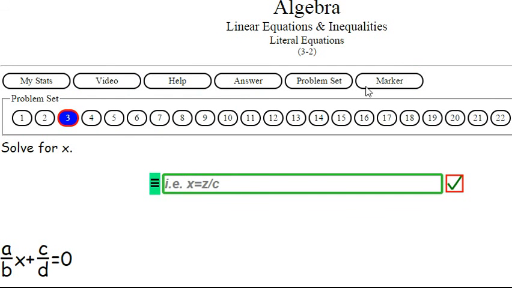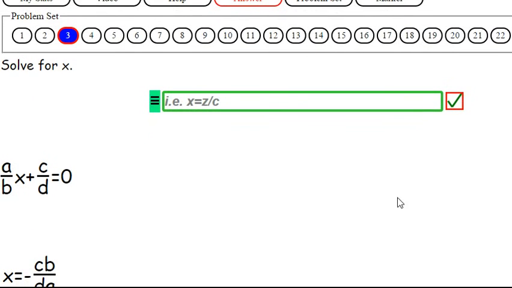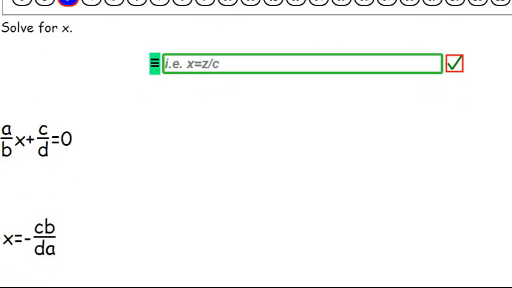We'll go back. Let's click that. What was that again? Negative c times b over d times a. Okay, now up here, obviously you've got two different ways of writing the top. In other words, this could be b times c, or c times b like it is, d times a, or a times d. However, remember that this box is only programmed for one possibility.